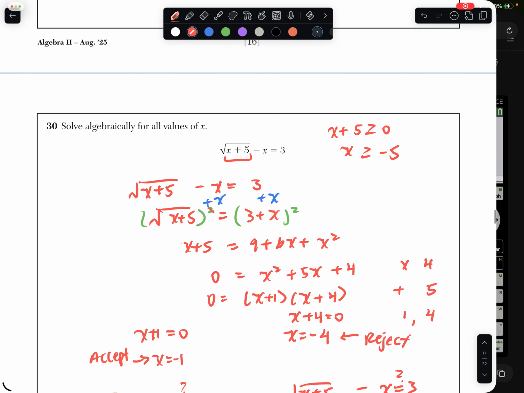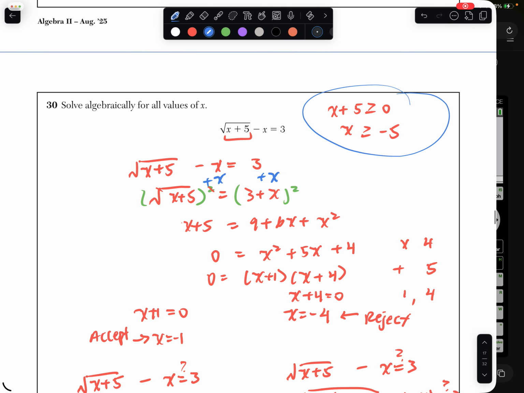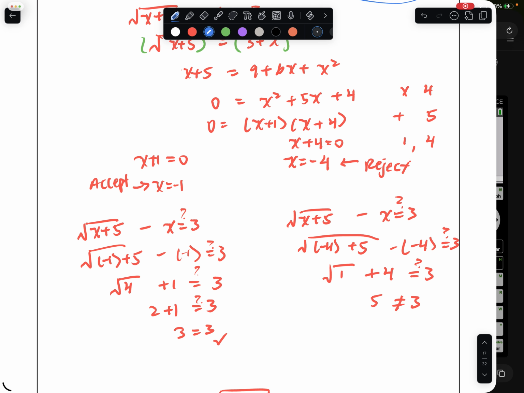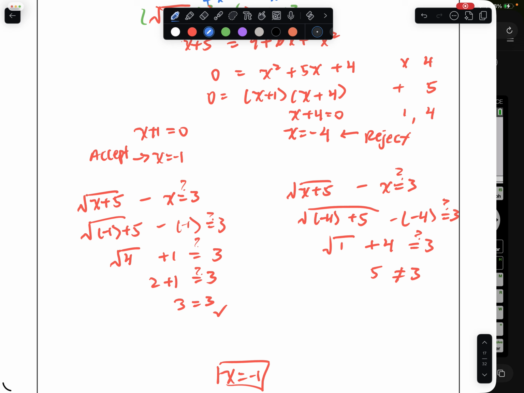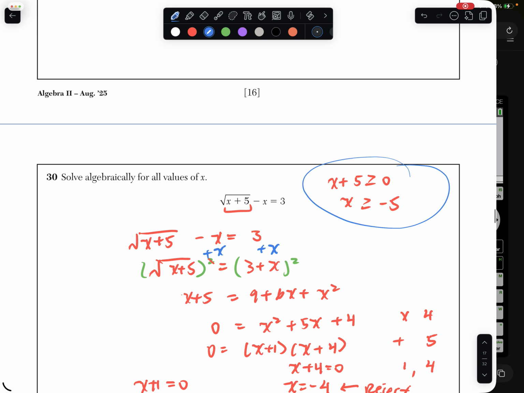I mentioned this in the first place because no matter what we get down here, this has to be greater than or equal to negative 5, or else whatever is in the square root part is not going to work. But then after we do get the answer, we still have to plug it back in and check in case there's an extraneous solution, which is the case with x is equal to negative 4 there. You can kind of skip this step, but this step is just letting you know one of the domain restrictions.